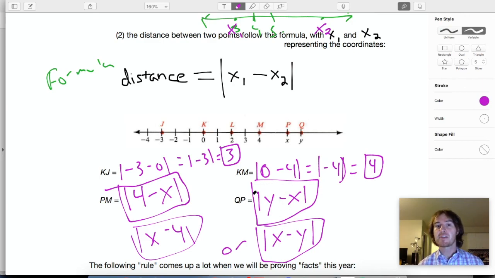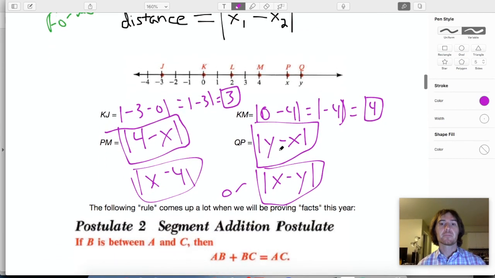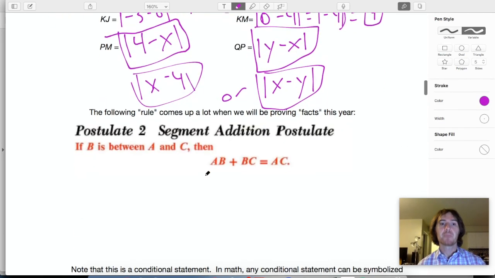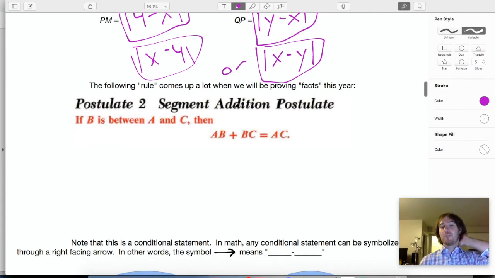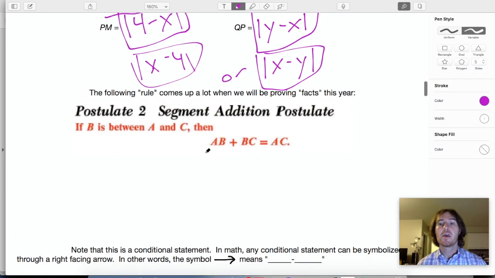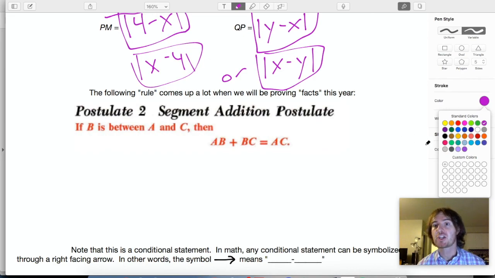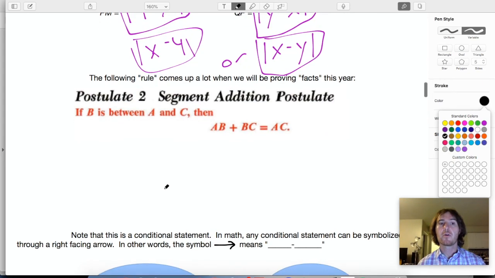And we can apply this to this stuff here. It gets trickier with the variables as we go through. Okie dokie, keeping on moving now. Moving on down here, the following rule comes up a lot when we're proving facts this year. You guys are going to take notes now on the segment addition postulate. This is going to come up on a lot of proofs. When we do proofs to actually prove facts, it'll involve the segment addition postulate, so you've got to make sure that you know what this is talking about.